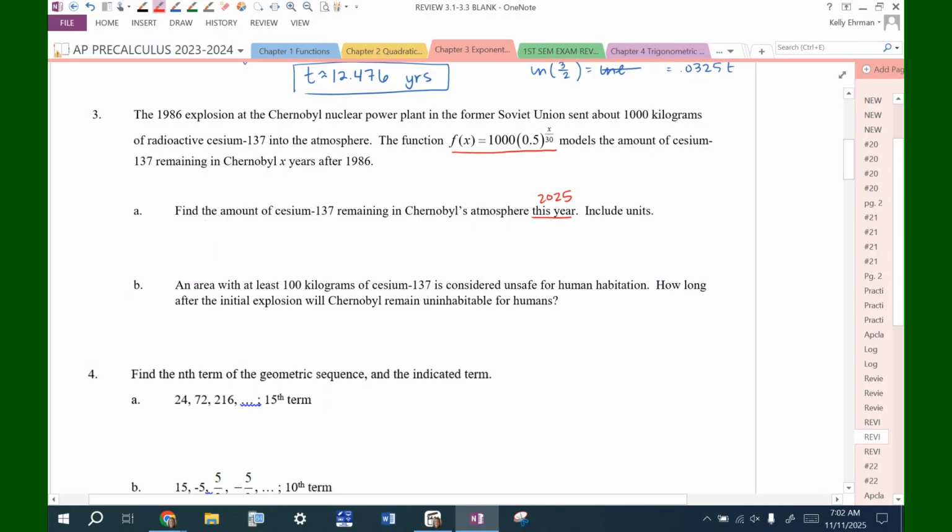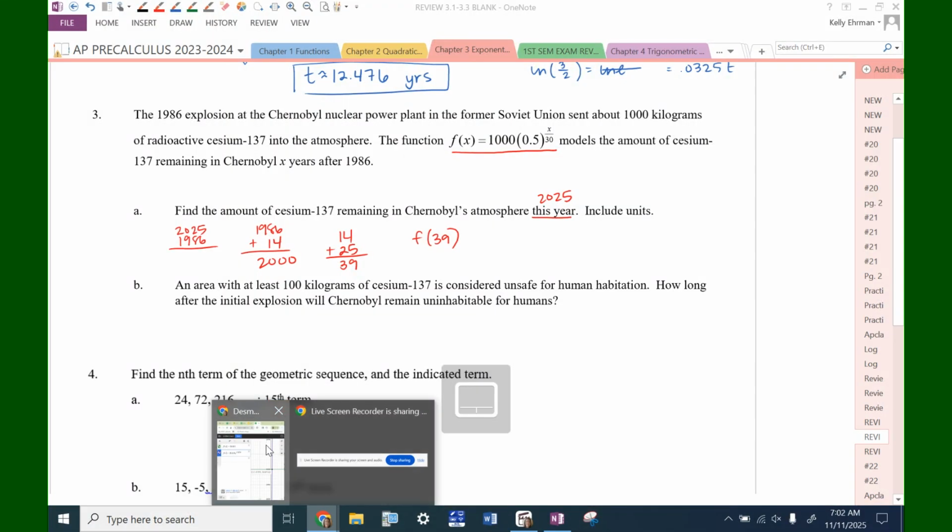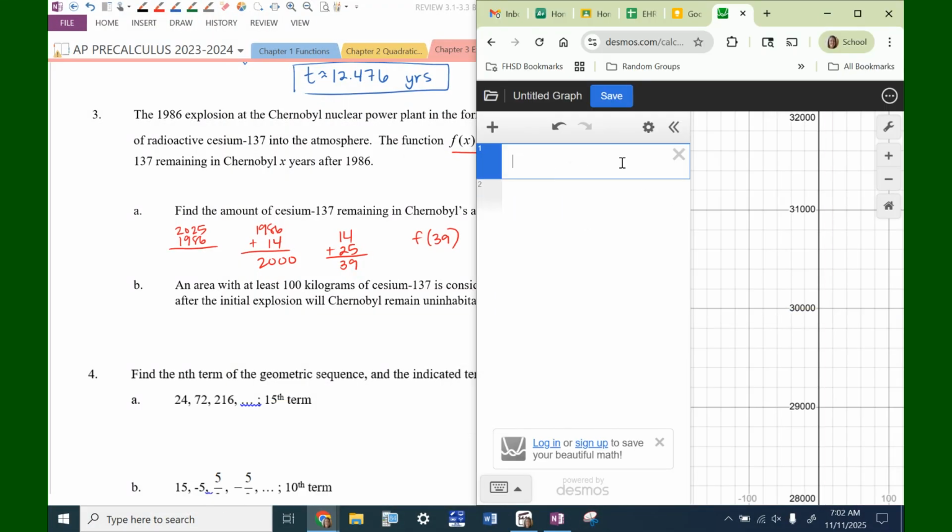So first off, how many years after 1986 is that? So let's see. If I do 1986 plus 14, that gets me to 2000, so 14 plus another 25 years is 39. So I want to find f of 39. I do have a graphing calculator, so I could have also just said, what's 2025 minus 1986? Okay, 39. So let's type in the function first.